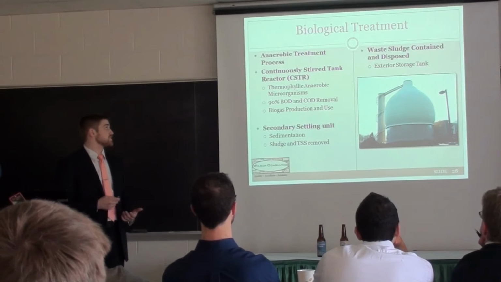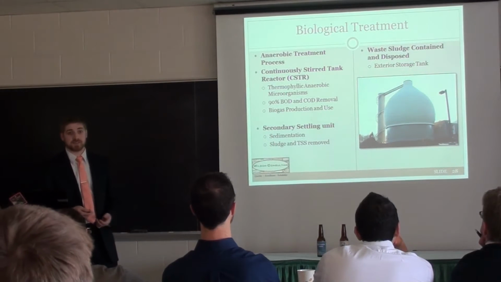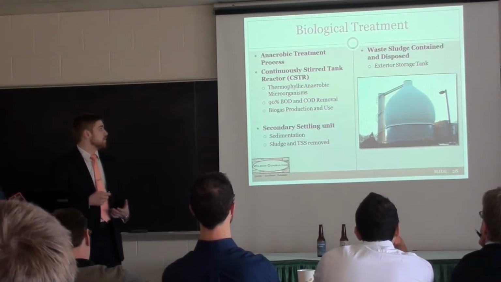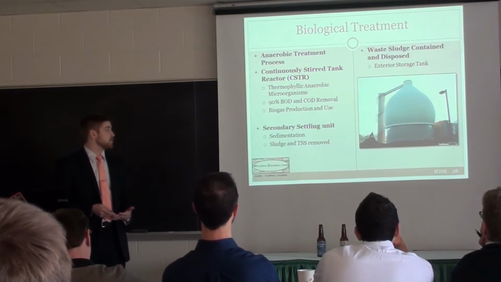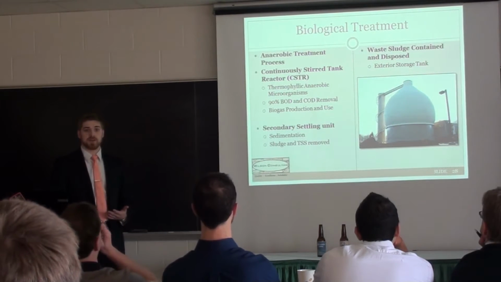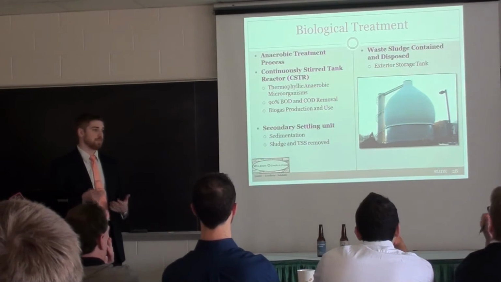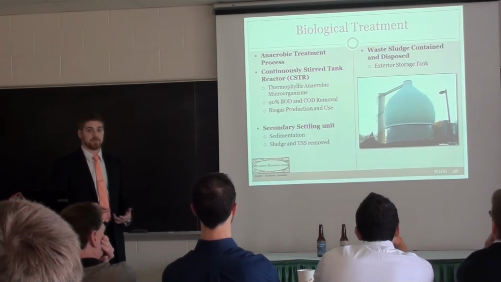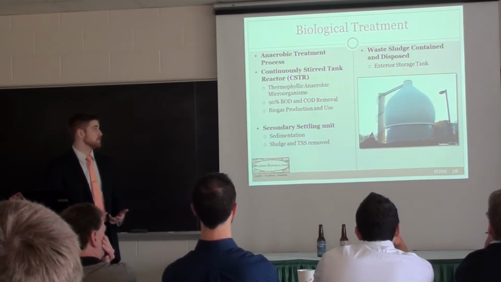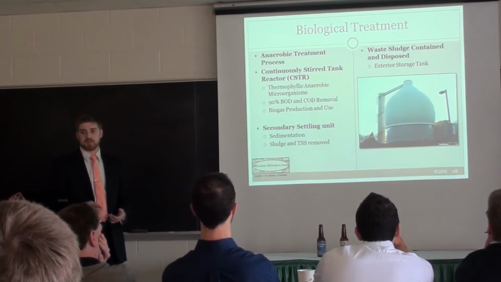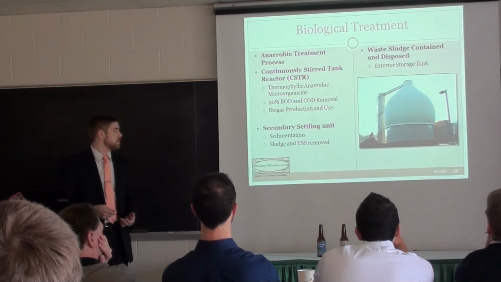So we decided to go with a continuous stirred tank reactor, or CSTR. Following that, we use thermophilic anaerobic microorganisms, which operate at a higher heat, and this helps the whole digestion process happen much quicker. So we're going to keep the tank at about 55 degrees Celsius.